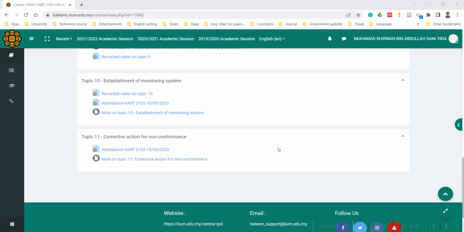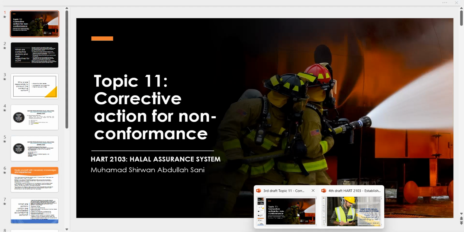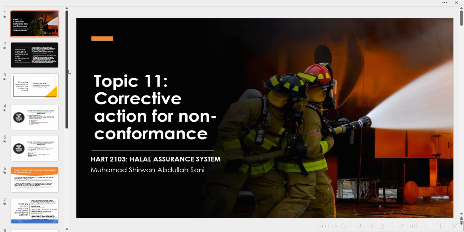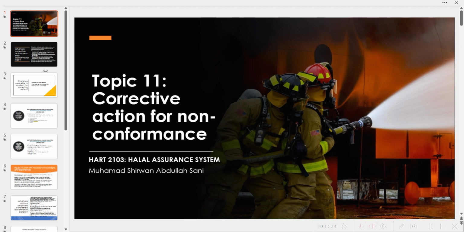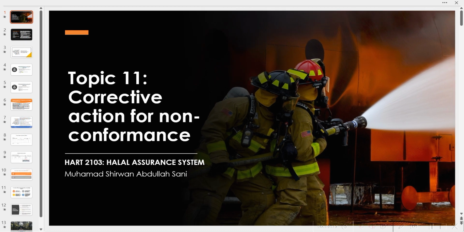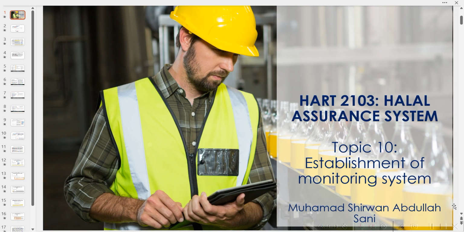Right, so the topic that we learned last week online, or asynchronously, is topic 10, establishment of monitoring system. We will look a little bit at that as a revision, and then for today we are going to proceed with topic 11, corrective action for non-conformance. All right, let's see this one first.